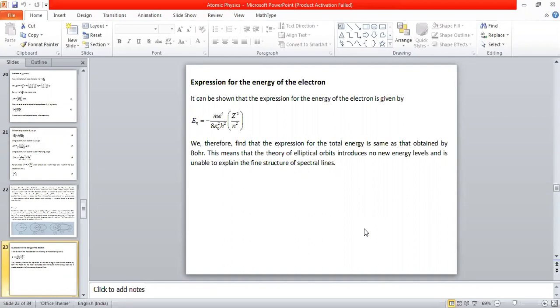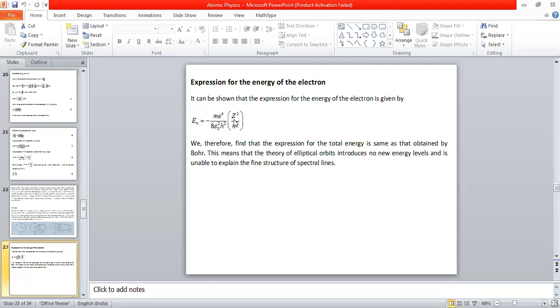Okay, we are avoiding the maths and directly I am mentioning, and I can say that the expression for the energy of the electron in elliptical orbits is given by En is equal to minus m e power 4 divided by 8 epsilon square h square into z square divided by n square, where z is nothing but your atomic number.